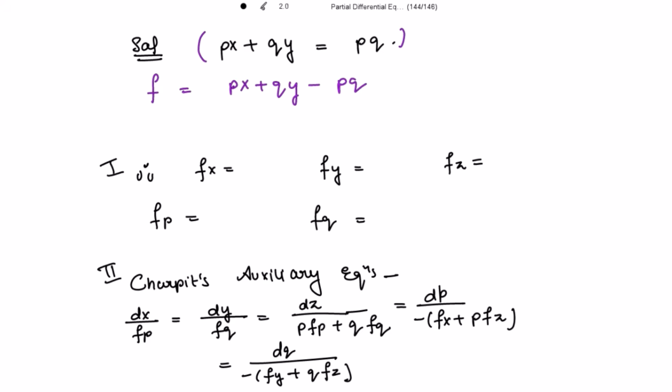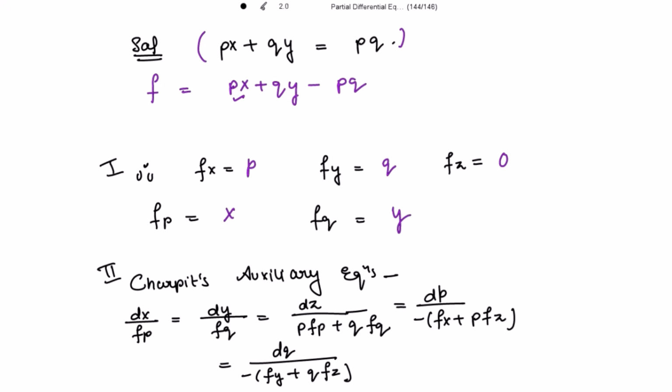What is fx? Derivating f with respect to x, we get p. Fy, derivating f with respect to y, that is q. Derivating f with respect to z, there is no z in this, so it is 0. Derivating f with respect to p, we get x. Derivating f with respect to q, we get y.